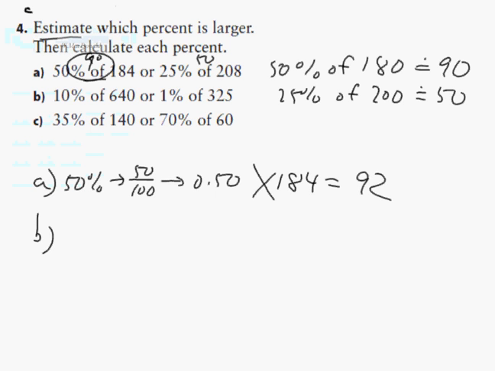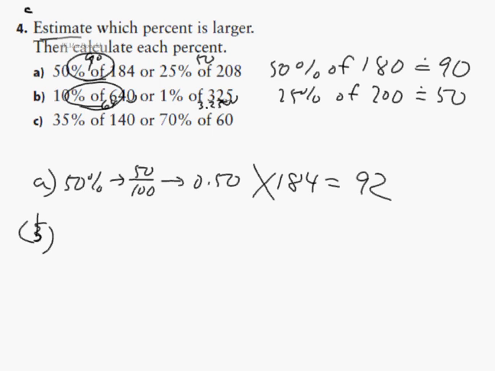So for B, 10% of 640, I don't need to estimate because I know it's exactly 64. 1% of 325, I know it's exactly 3.25 because I just have to move my decimal one place for this one and two places for this one. So my estimation and my calculation are the exact same thing. Which one is larger? Definitely 10% of 640.